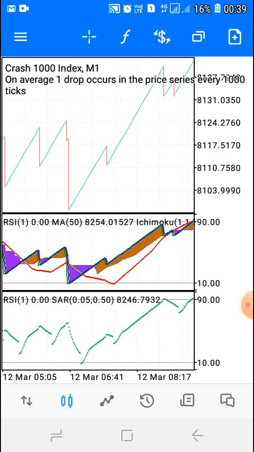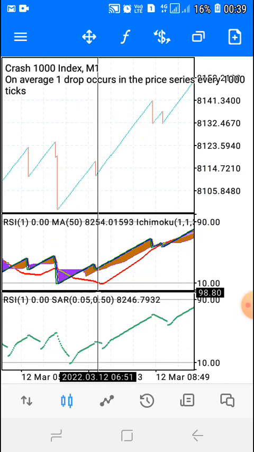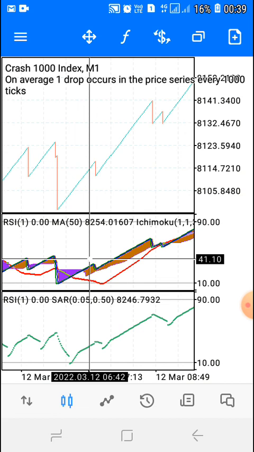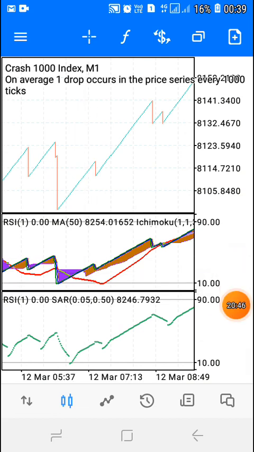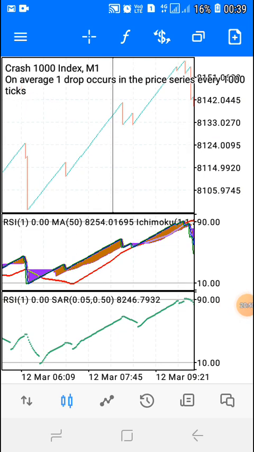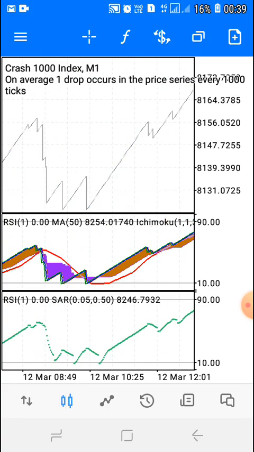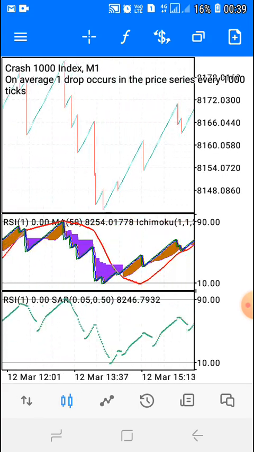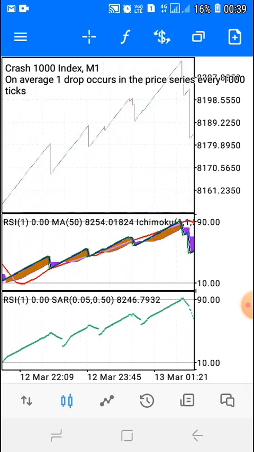So what you're going to do is wait until the parabolic SAR is at the 10 level, the moving average is at the 10 level, and check this out. This is purple. When it turns brown, you're going to take a buy. And please do not be greedy, because if you are greedy, price will eventually come down. Because this is not a spike catching strategy. This is not a swing trading strategy. This is a scalping strategy.